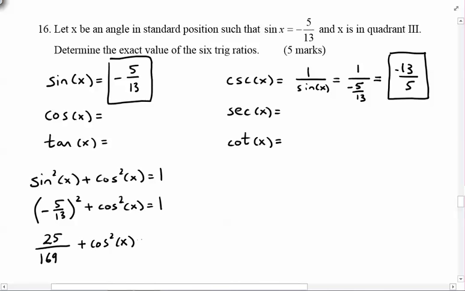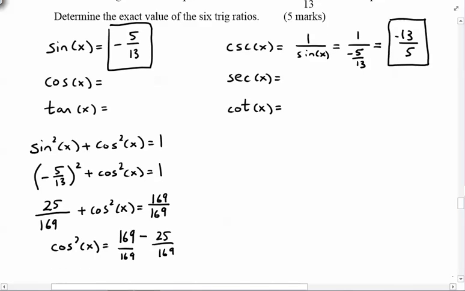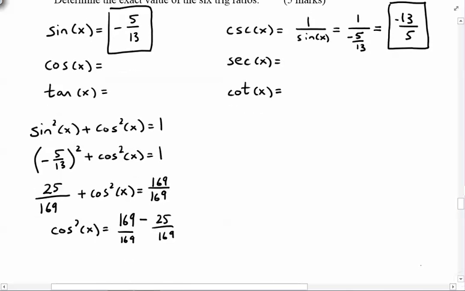And I'm going to write 1 using the same denominator. So I'll write 1 as 169 over 169 so that it's easy to combine. So I can subtract the 25 onto the other side. So I get 169 minus 25, which is 144 over 169. Okay, and that's the square of cosine.